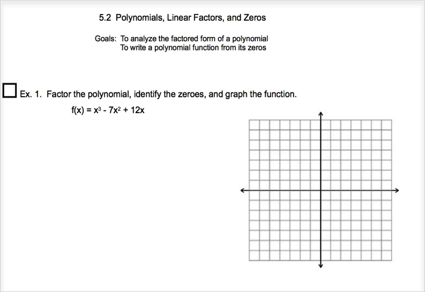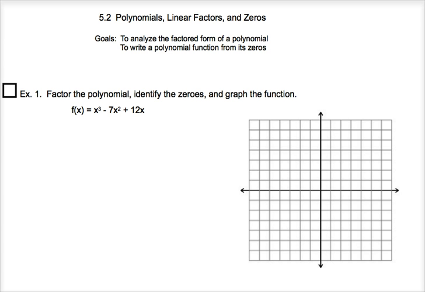And where it hits the x-axis, that's called the zeros. So in order to find those zeros, we're going to be factoring like we did in chapter 4. We're going to factor these polynomials, and then figure out what makes those factors equal 0. And those are the x-intercepts on the graph.